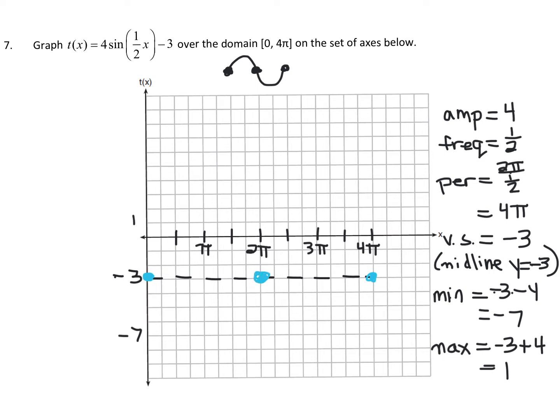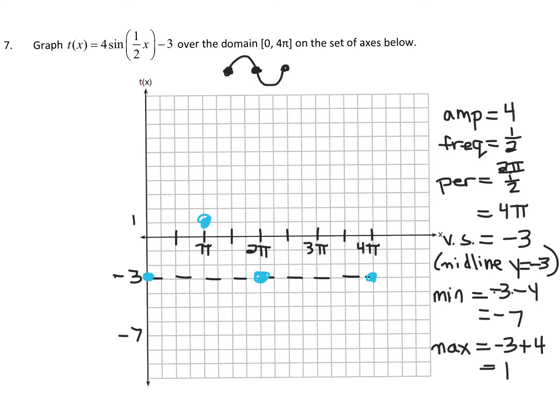Okay, now if it's a positive sine curve, which this is, we know that between these first 2 points that are on the midline, we're going to be up at a maximum. So if I go halfway between 0 and 2 pi, I'd be at pi. And I need to go up to my maximum, which we said is at 1, right? And we're going to put a point right there. Oop, wrong spot. There we go.